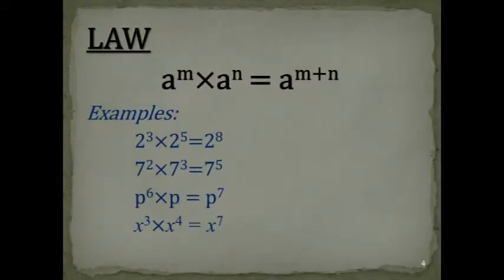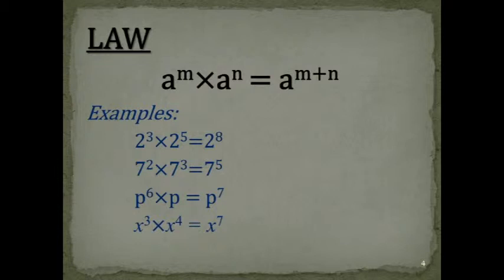This brings us to our index law, where you're multiplying two numbers with the same base. So you've got a to the power of m times a to the power of n gives us the same base with the two indexes added together. So we get a to the m plus n.